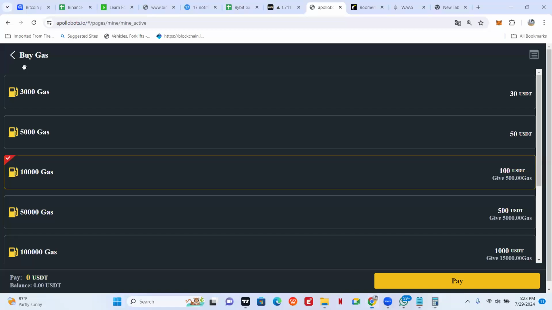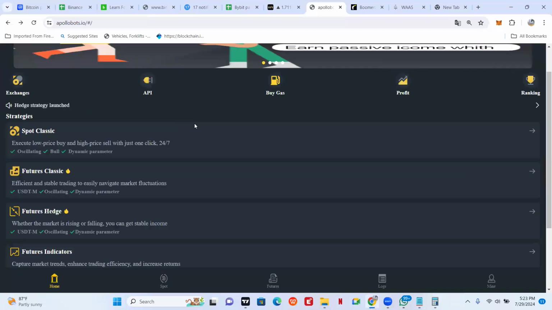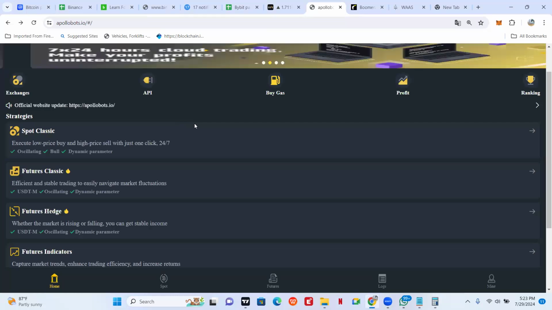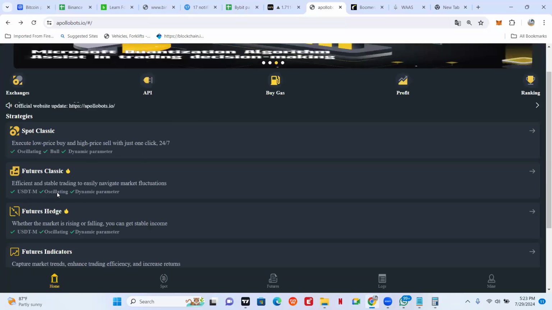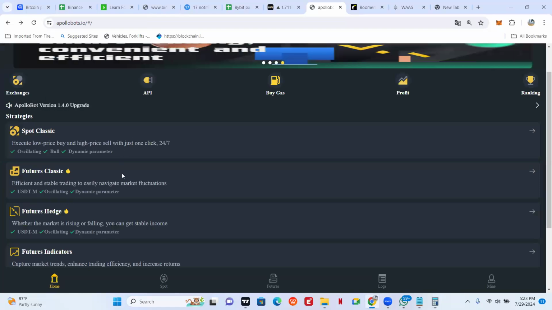So I talked about the Apollo bot. Once you get the bot, all you need to do, because the bot is totally free. Let me start by that. I've introduced the Apollo bot as a robot that trades spot and different components of the futures trade.